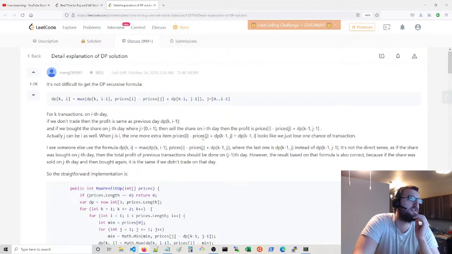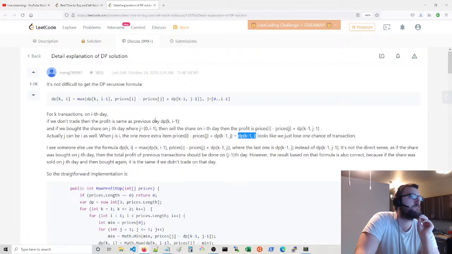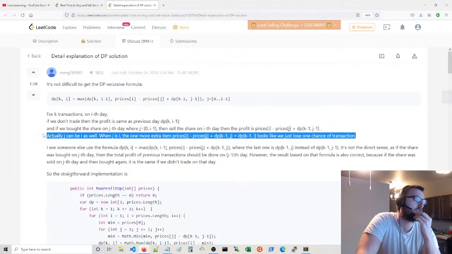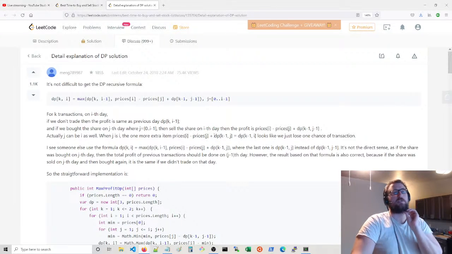Yeah, if j is i, that's kind of weird. Basically, it means that you bought and sold in the same day. But yeah, actually, it should be i. Oh, I see. You should actually use i too, so that way you could consider, let's say, we just didn't use one transaction. Yeah, I didn't really think about that. I was like, wait, how does that work? Basically, it means that you bought and sold on that day.